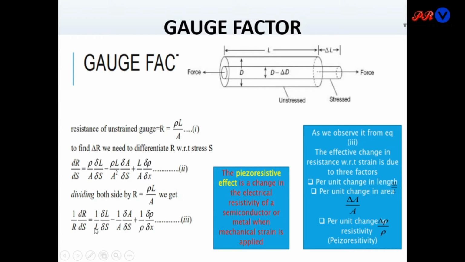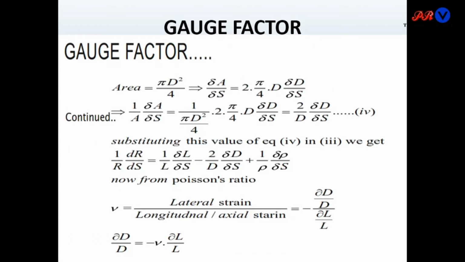One is delta L by L, the per unit change in the length; delta A by A, the per unit change in the area; and delta rho by rho, the per unit change in the resistivity. So this change in the resistance with stress occurs due to these three factors.